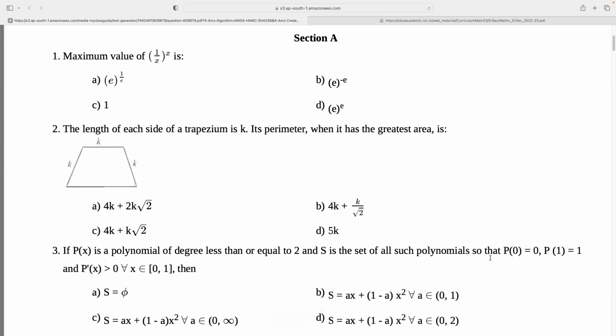The length of each side of a trapezium is k. Find its perimeter when it has the greatest area.